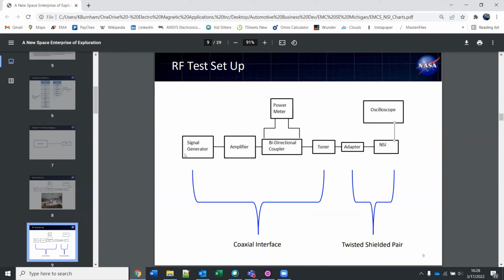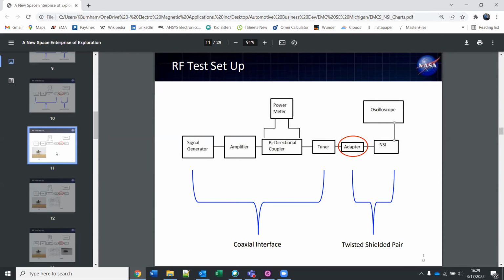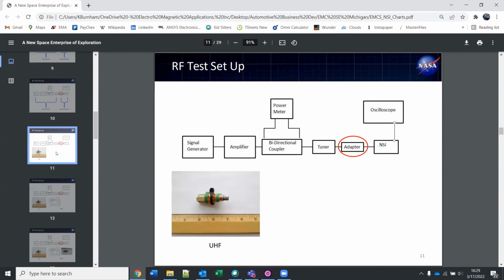So obviously you can see everything up to this tuner point is coax, but then we need to get to our twisted shielded pair, which is how you usually set off an NSI. So figuring out that adapter was basically one of my first EMC or RF challenges. I tried a lot of different things. I did a lot of reading, and I tried, like I say, a whole bunch of different stuff, but I really did not know what I was doing.